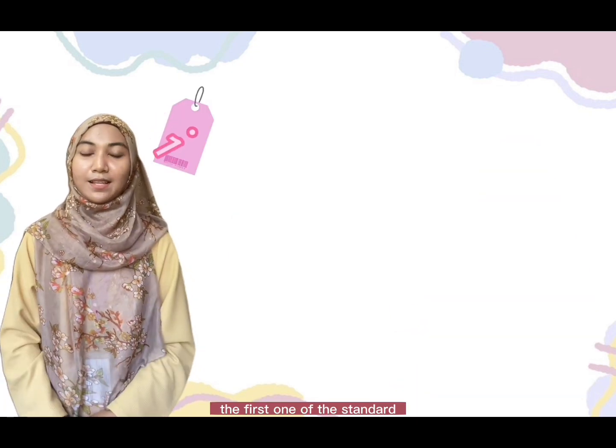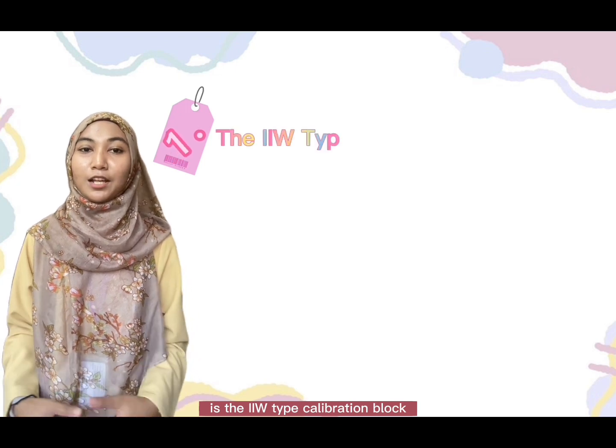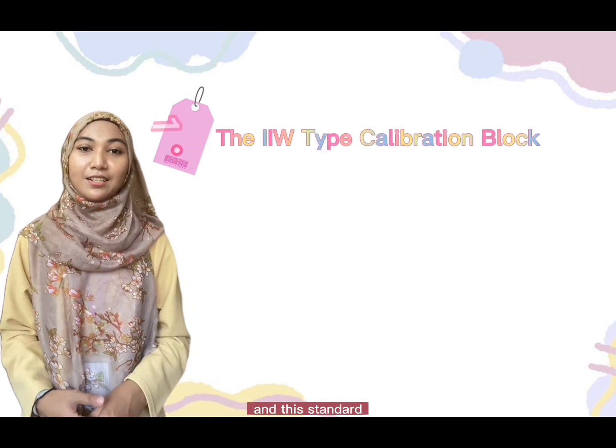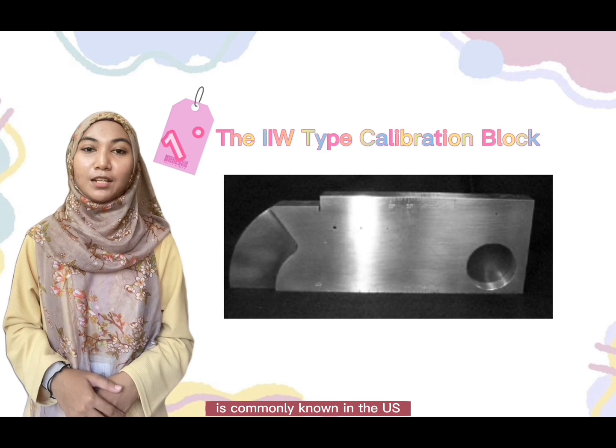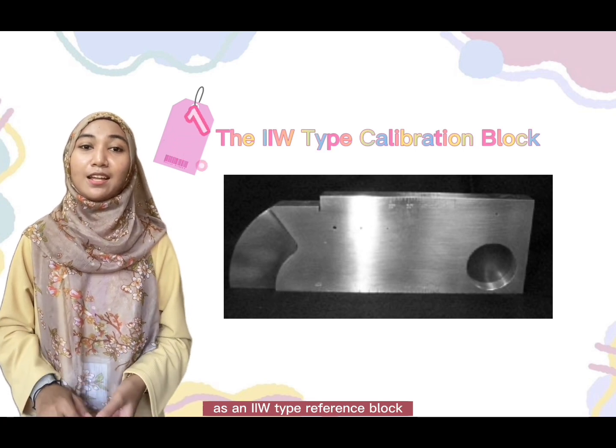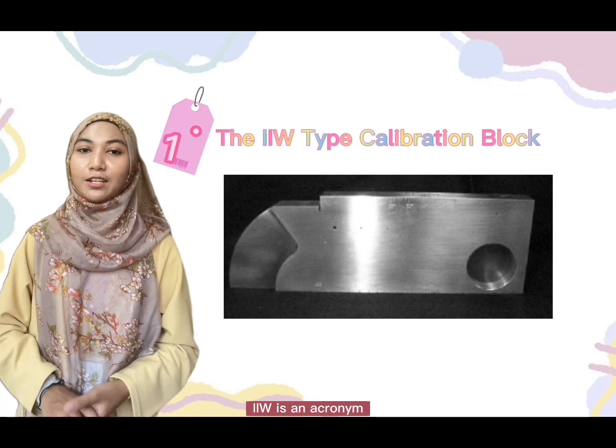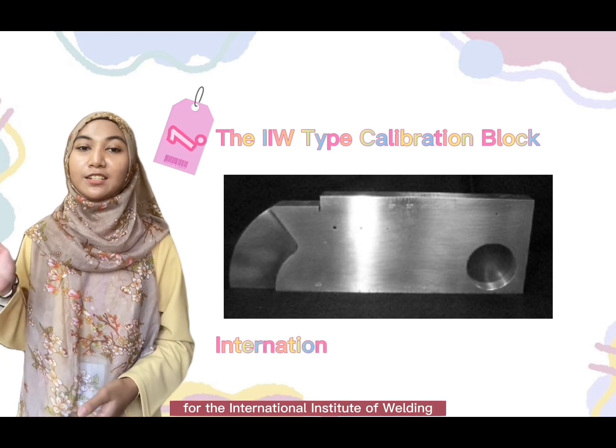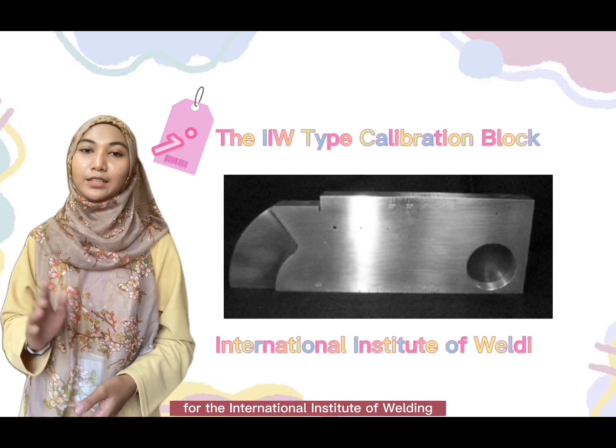The first standard is the IIW type calibration block, and this standard, shown in the above figure, is commonly known in the US as an IIW type reference block. IIW is an acronym for the International Institute of Welding.